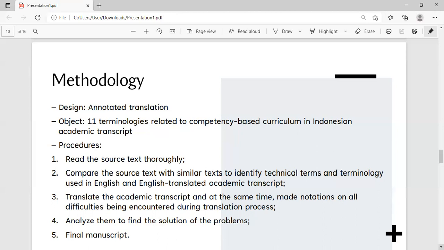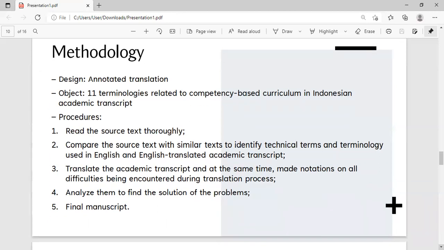The second was to compare the source text with similar texts to identify technical terms and terminology used in English and English-translated academic transcripts. The third was to translate the academic transcript and at the same time make notations on all difficulties encountered during the translation process. Thus, it is called annotated translation. The fourth step was to analyze the problems I encountered to find solutions to them. And then the fifth one is the final manuscript, when I submitted the English version of the academic transcript to the client.